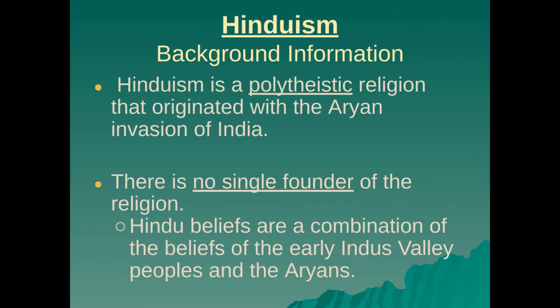So the first thing is background information on Hinduism. You'll notice that the first column of your chart is on Hinduism. We're going to go through that first column and finish it, and then go through the next column on Buddhism. Background information for Hinduism: number one, it's a polytheistic religion.